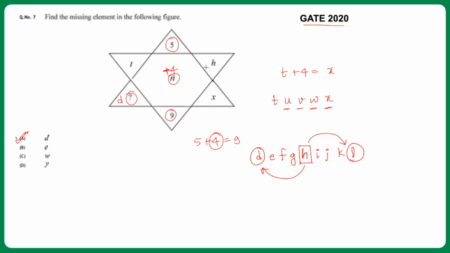So D plus 4 will give you H, D plus 4 will give you X, 5 plus 4 will give you 9. This is all based upon the relationship or the relative positions of the alphabets. Pretty simple and pretty straightforward, right? This was again asked for 2 marks in GATE 2020. Let's take the next question.